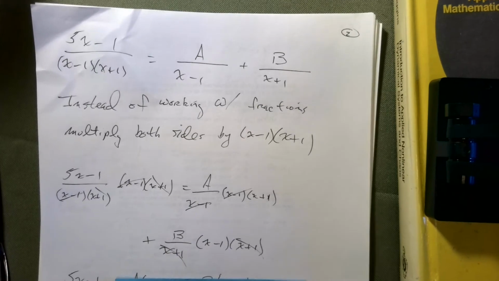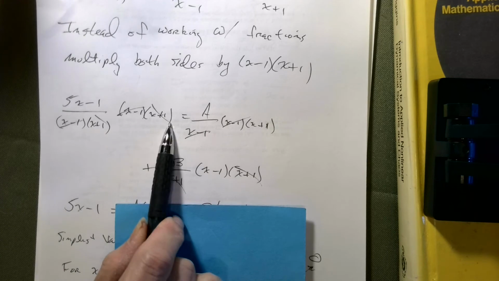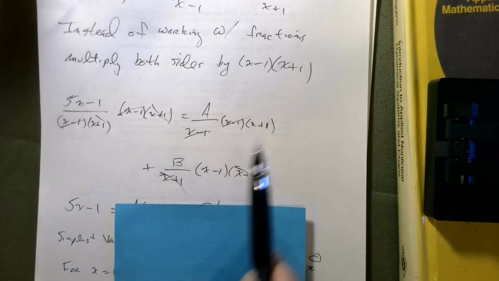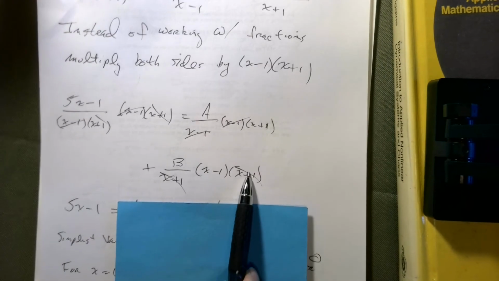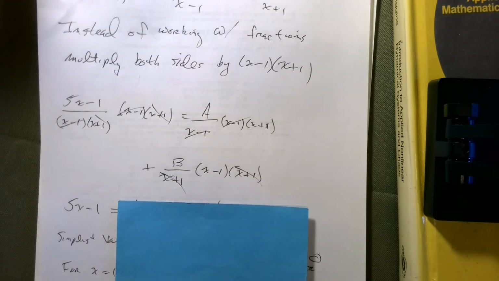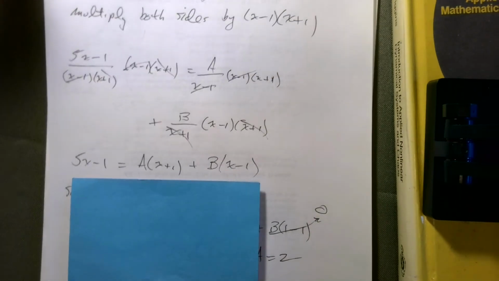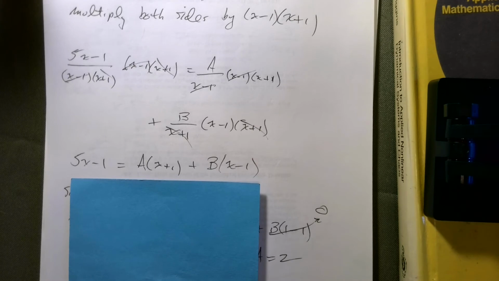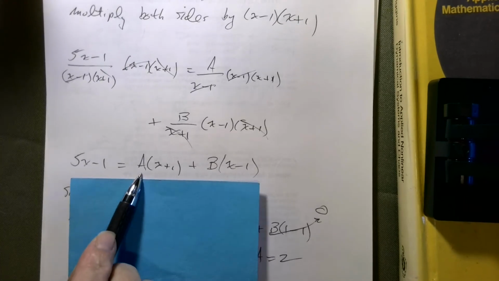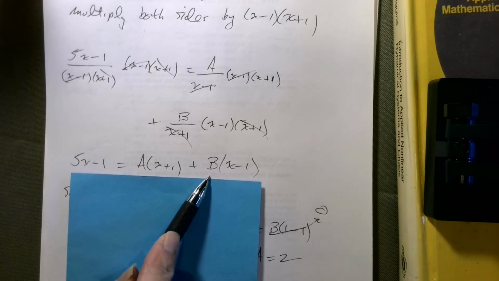So if I multiply both sides by x minus 1 times x plus 1, we get cancellations, one cancellation here and one cancellation here. So this now just becomes 1 times 5x minus 1. And then we have this. So what we've done is we've just multiplied by the least common multiple, really. And so now we have no more fractions. And so what I want to do is I want to see if I can figure out what my A is and my B. I want to pin those down.